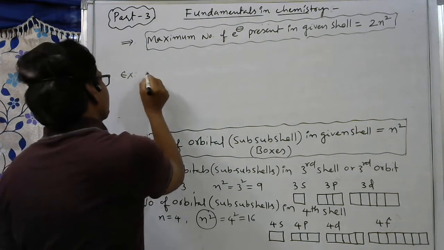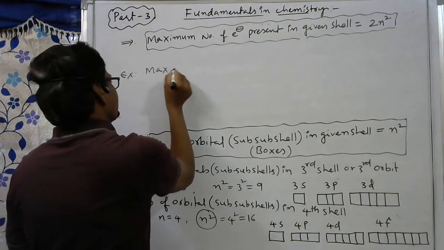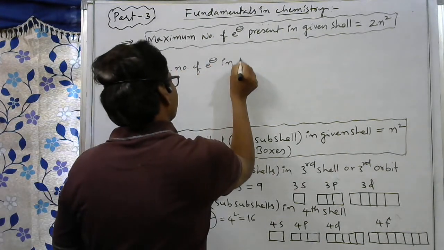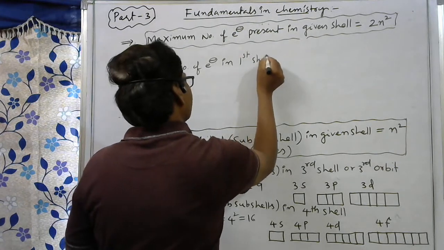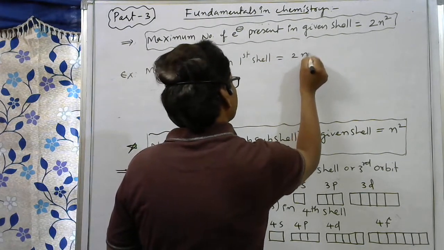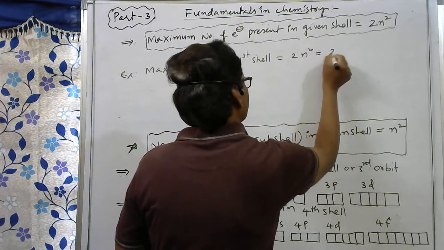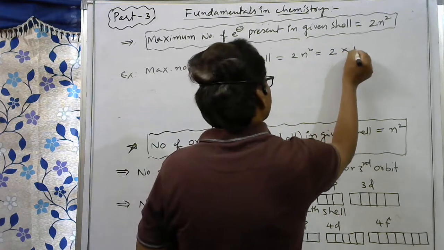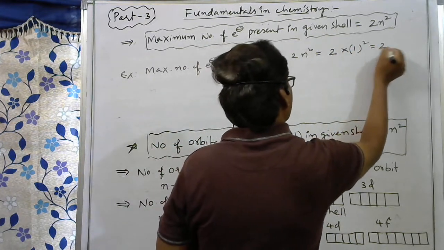What is the example? Here, the maximum number of electrons in the first shell or first orbit equals, what is the formula? 2n square. 2n square means 2 is constant. N value for the first shell, how much? 1 square. So how much is it? 2 electrons only.